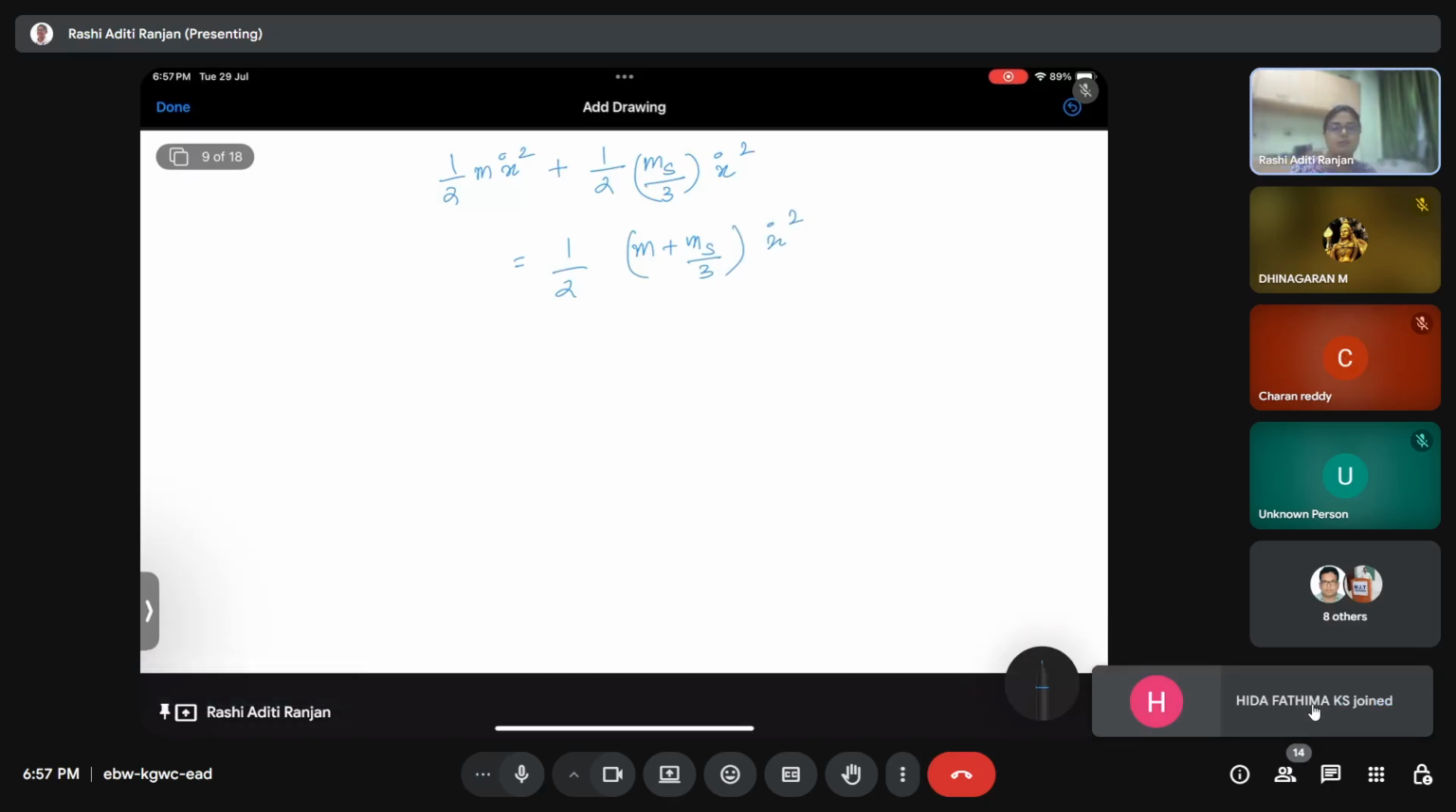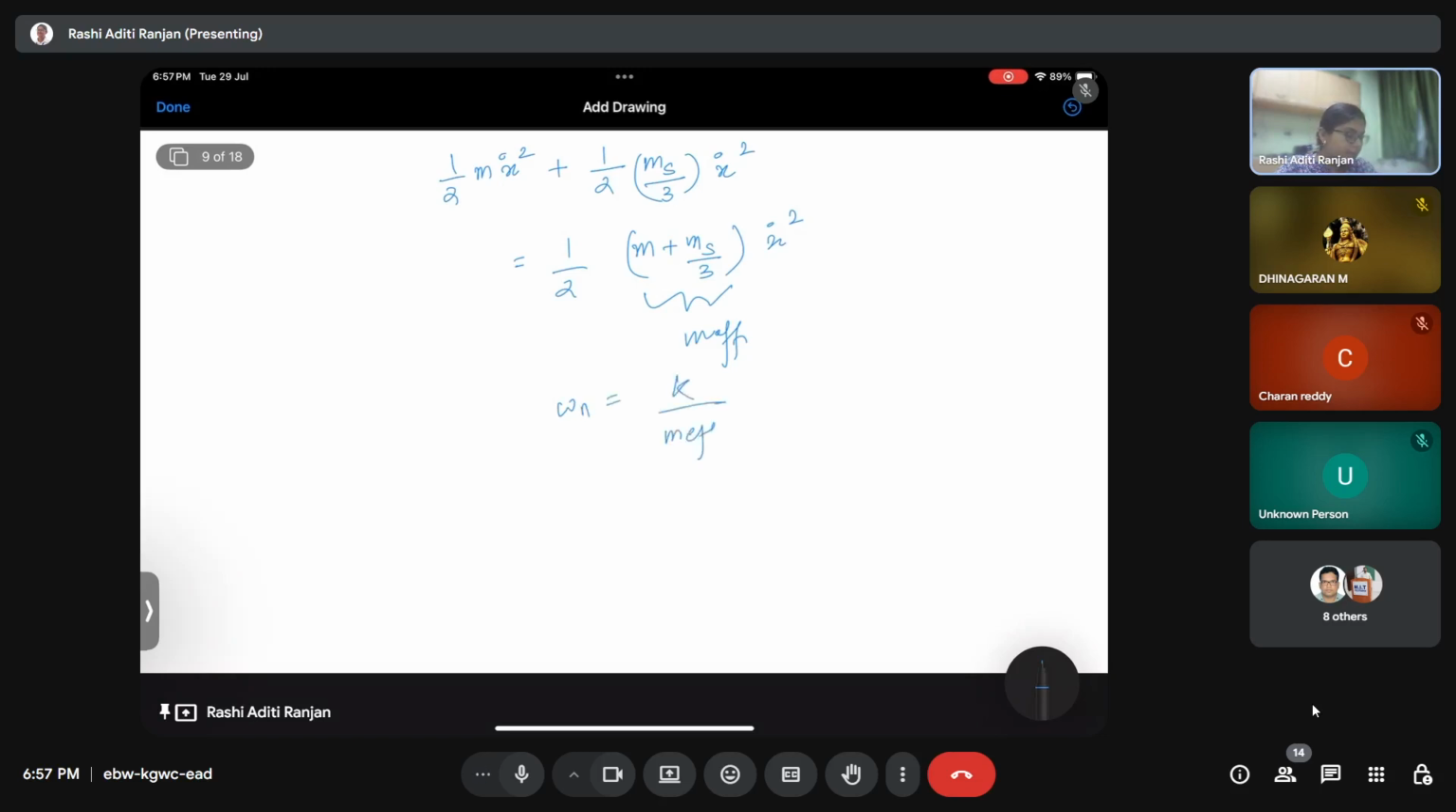So this is the effective mass. And now if I have the effective mass, I can easily define the natural frequency, which is going to be nothing but k by m effective under root. I hope you understand how we are actually solving this.